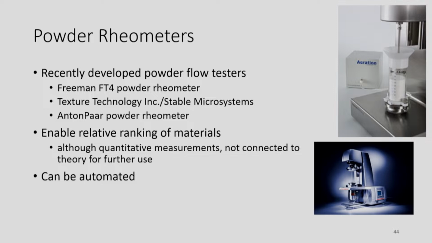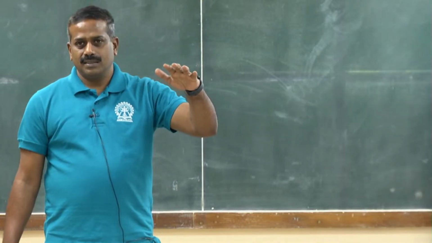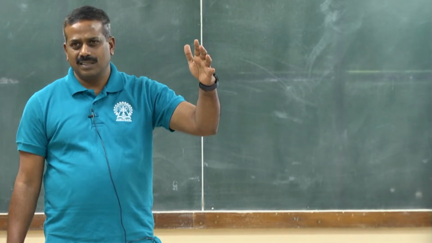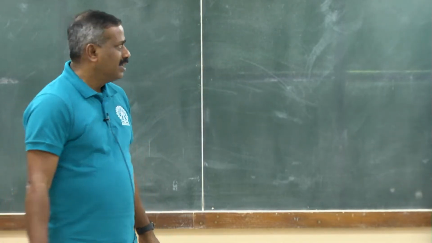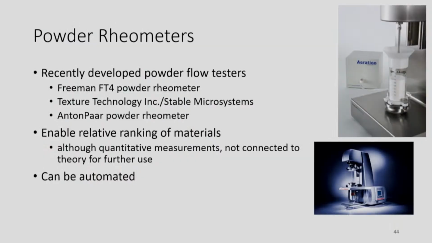This one is from Anton Paar, another manufacturer. Some of you would have heard of Anton Paar. They are big in rheology measurements, mostly liquid rheology, but recently they brought out powder rheology too. Stable Micro Systems, what is that? Compression analyzer, what is that instrument called? Instron, right? Texture analyzer. Any of you use a texture analyzer? Okay, that's manufactured by Stable Micro Systems.